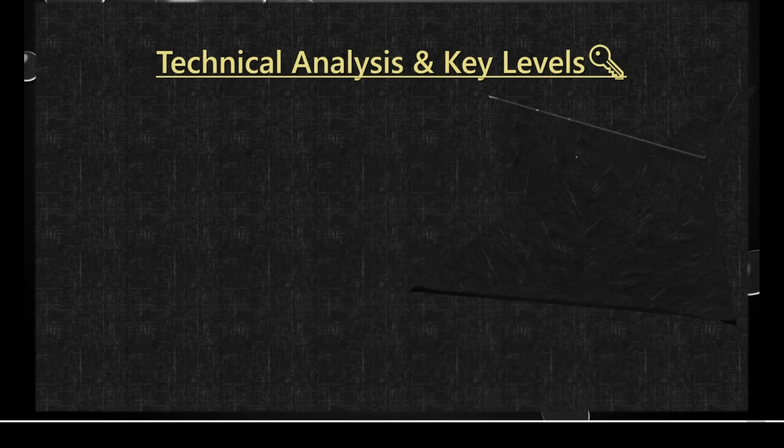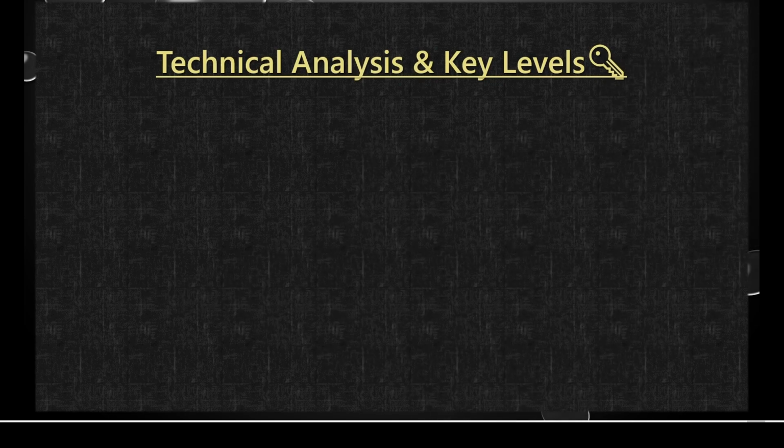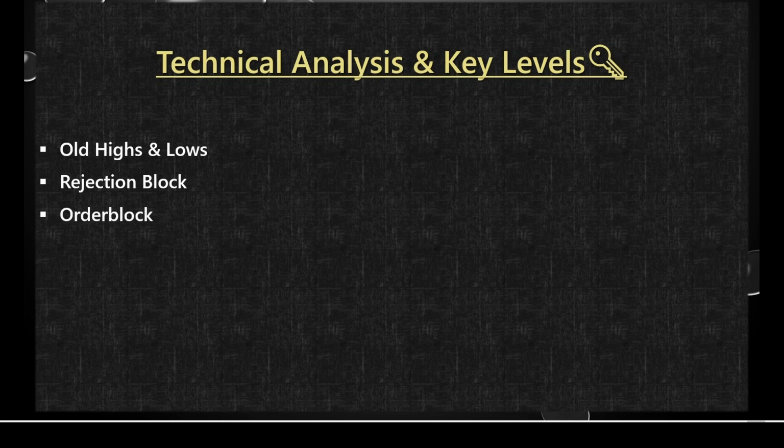and how you could study and engage with price with the analysis given. The technical analysis tools we're going to use from the ICT or smart money concepts, also known as PD arrays, include old highs and lows, rejection block, order block, fair value gap or FVG, mitigation block, and last but not the least, breaker.